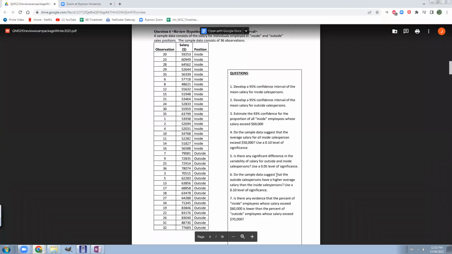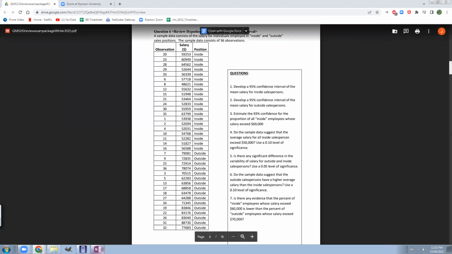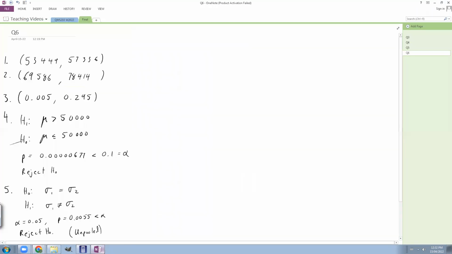Do the sample data suggest that the outside salespersons have a higher average salary than the inside salespersons using a 0.10 level of significance? This is going to be that t-test. It's going to be the independent samples t-test. So part 6, we want to know if the mean for outside is greater than the mean for inside. And that's going to be our alternative. And our null is going to be the opposite. That the outside people do not have a higher salary than the inside people.